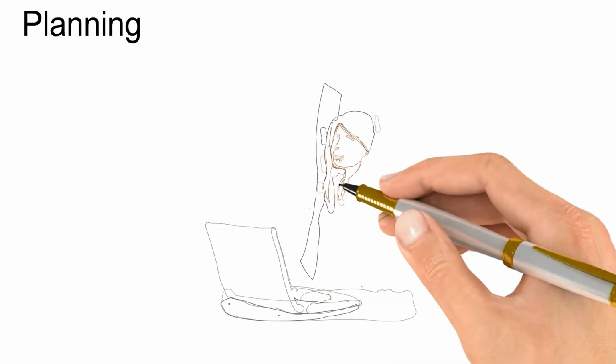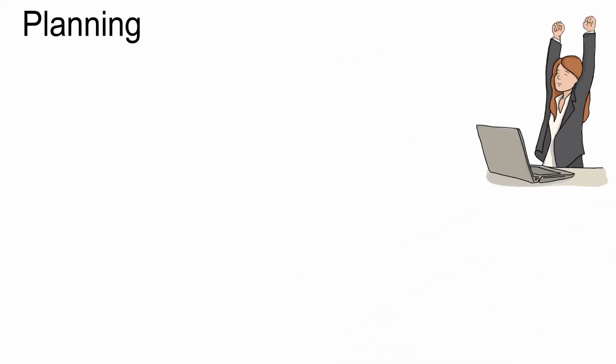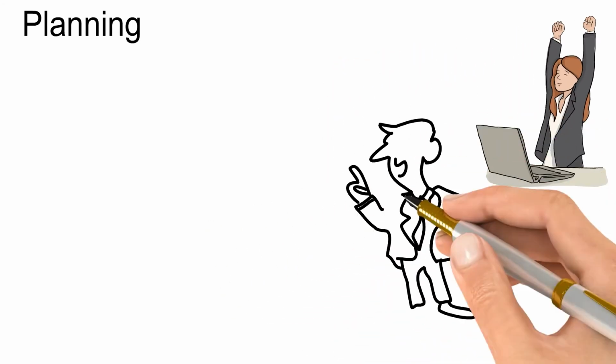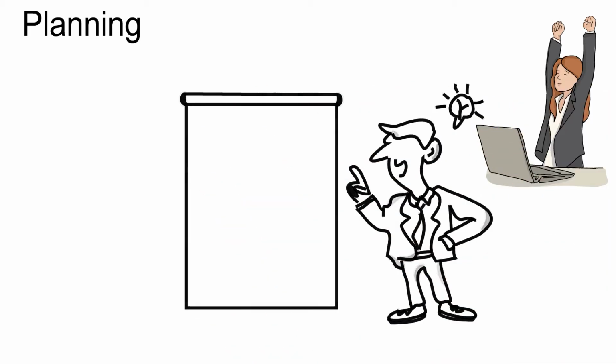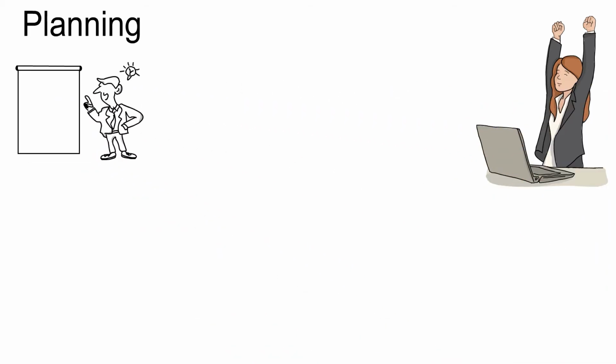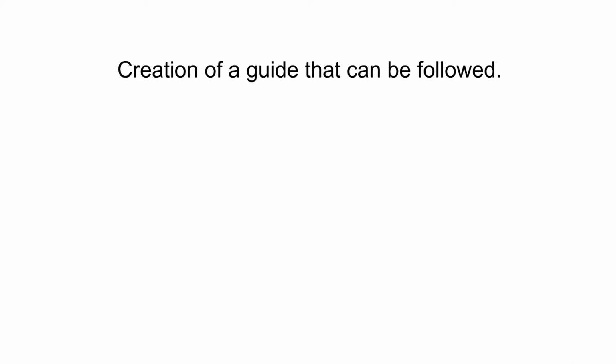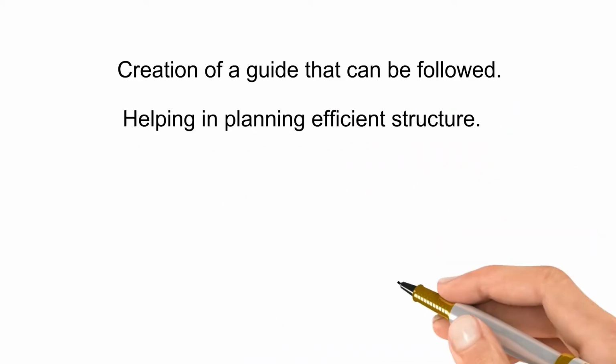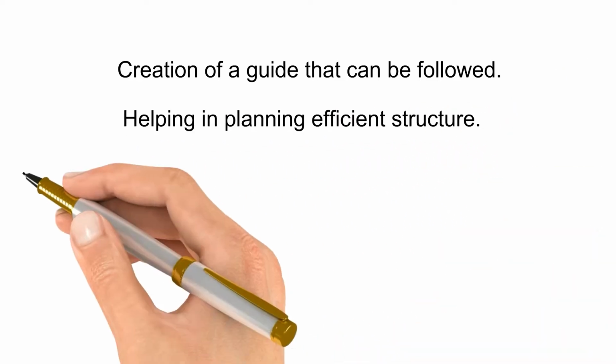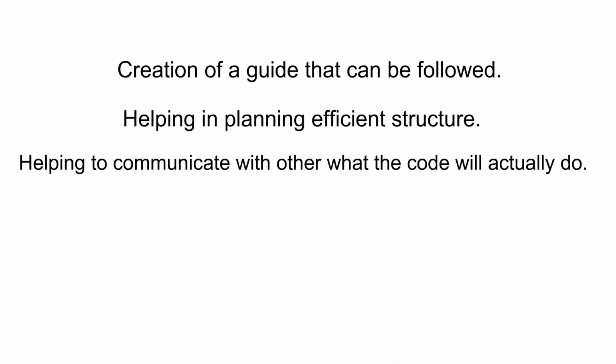Let's talk about planning first. Whatever task or program is created using a programming language needs planning first, so that the task is executed properly according to the user. A good plan includes creation of a guide that can be followed, helping in planning an efficient structure, and helping to communicate with others what the code will actually do.